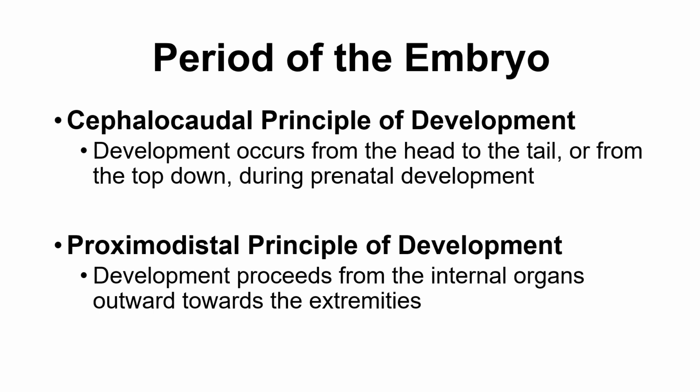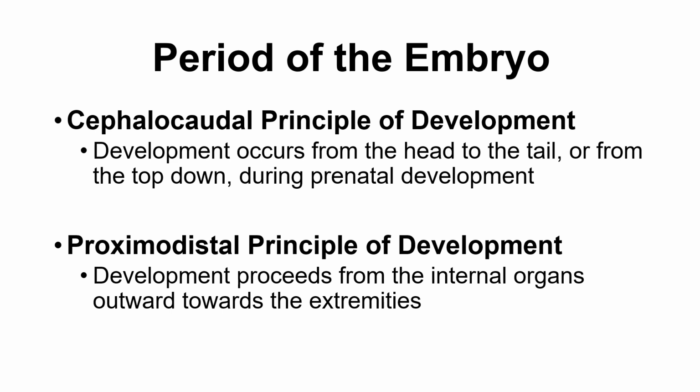Our second principle is a very similar idea, and this is the proximodistal principle of development. So development proceeds from the inside outward. So proximal meaning towards the middle, and distal meaning towards the outside. So in this case, our internal organs will start to form first, and things in our extremities, things like fingers and toes, will develop later on.